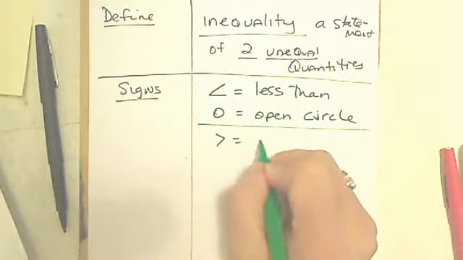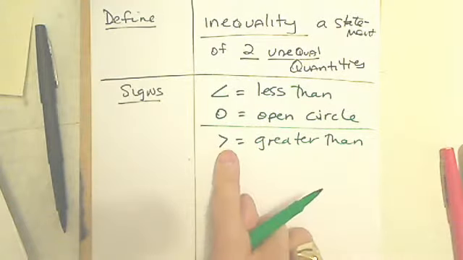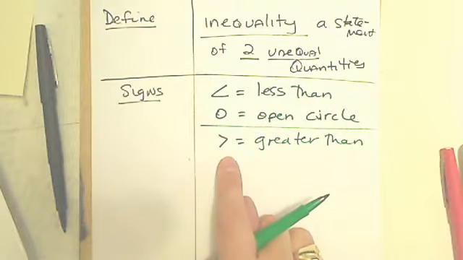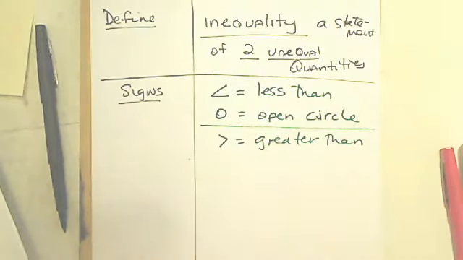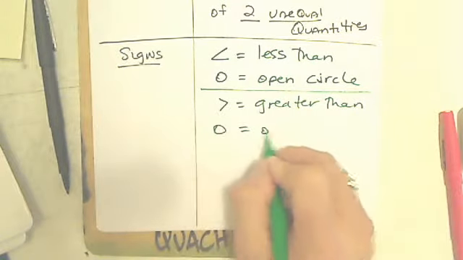The other sign is greater than. It's pointing away from 0, to the right side. When it points to the right side on the number line, all the numbers to the right of 0, it's more than 0. This is also an open circle.